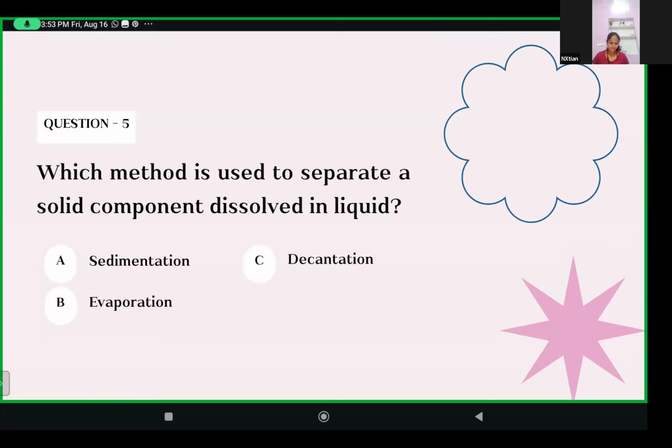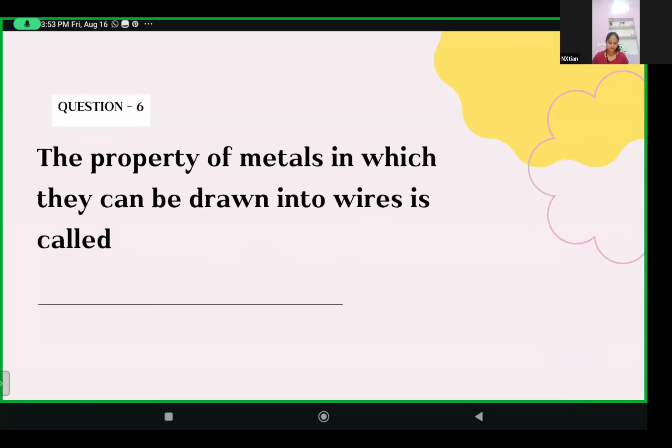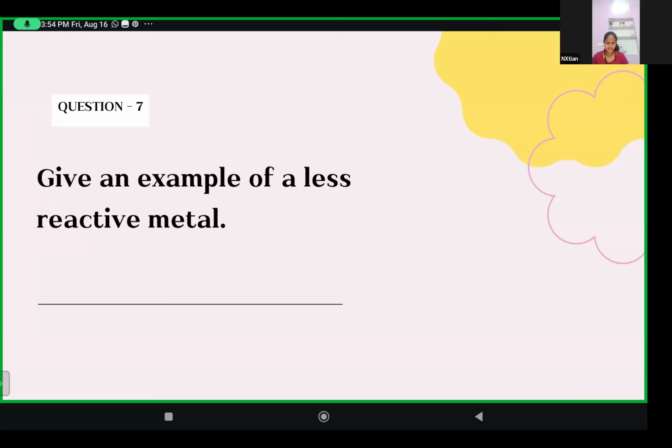Next question for Abraham. The property of metals in which they can be drawn into wires is called? Ductibility. Okay. Third question for Abraham. Give an example of a less reactive metal. An example of a less reactive metal is aluminum or magnesium. Aluminium or magnesium.